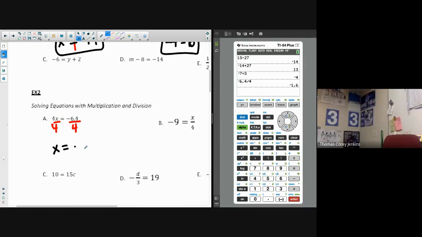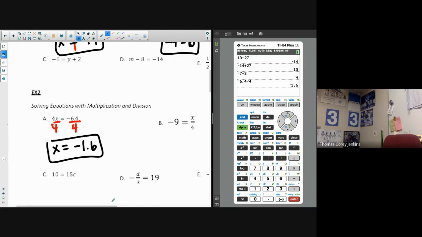Negative 1. And if I plug that in, it should work. 4 times negative 1.6 should be negative 1.4. All right, looking at the next one, B says negative 9 is equal to x over 4.